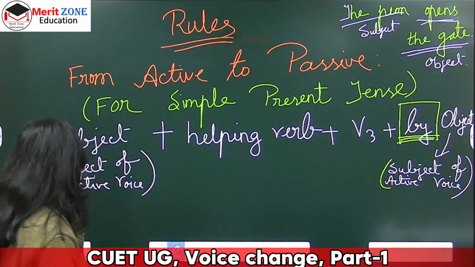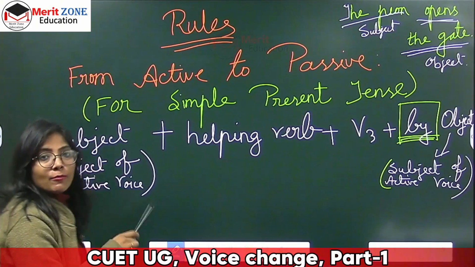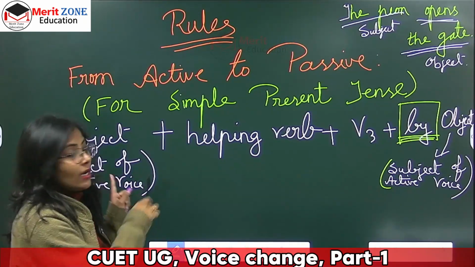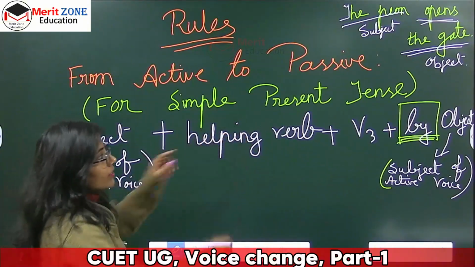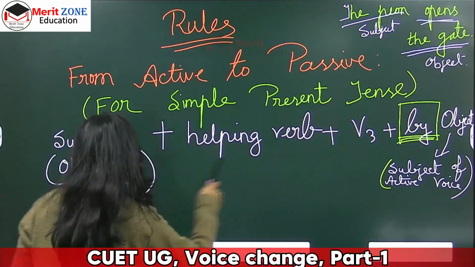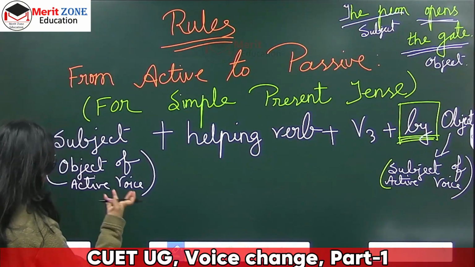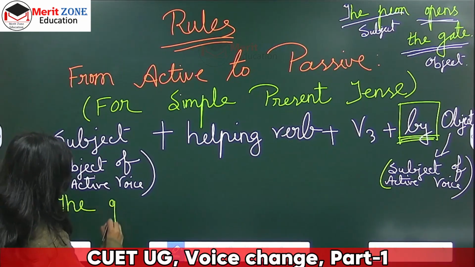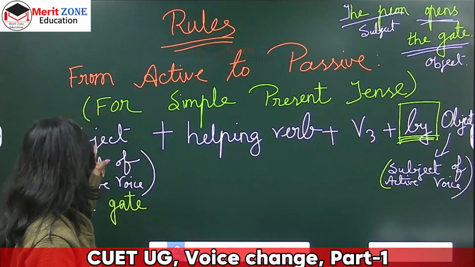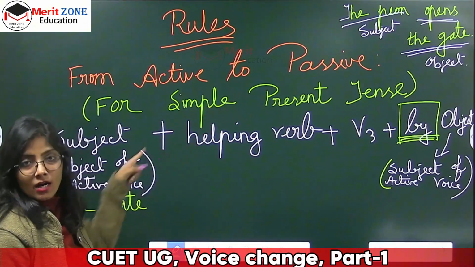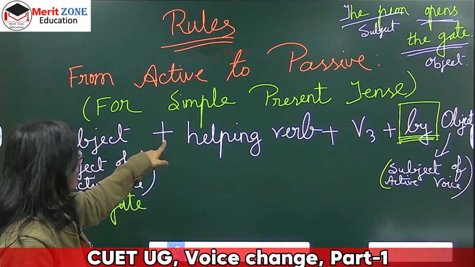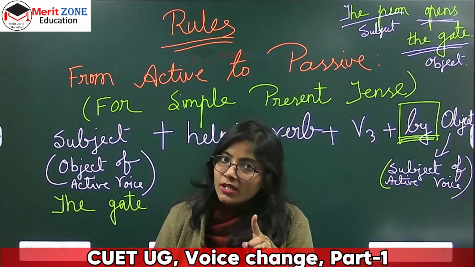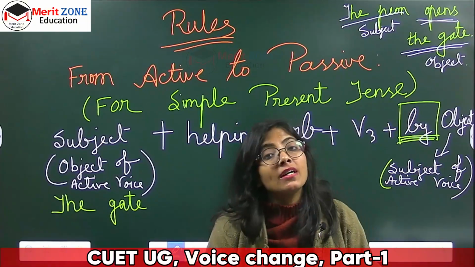Okay. Now, when we make the passive, who will be the subject? Its object. So who is the object here? The gate, right? So I'll bring the gate here. Now what is the rule? After the subject, which is the object of the active voice, the helping verb will come. Now gate is singular. There is only one gate we are talking about. It's singular. Therefore what will be the helping verb?